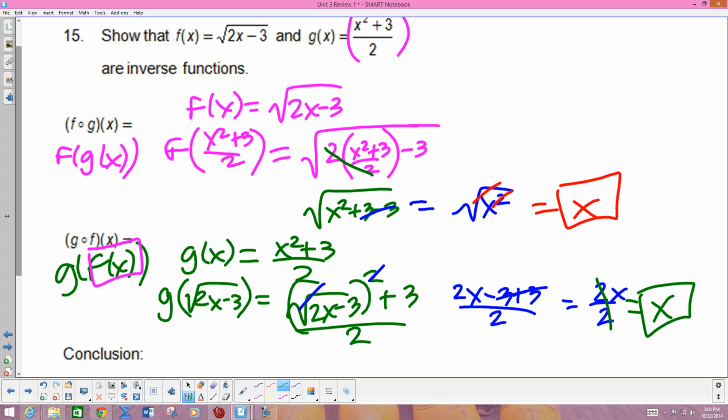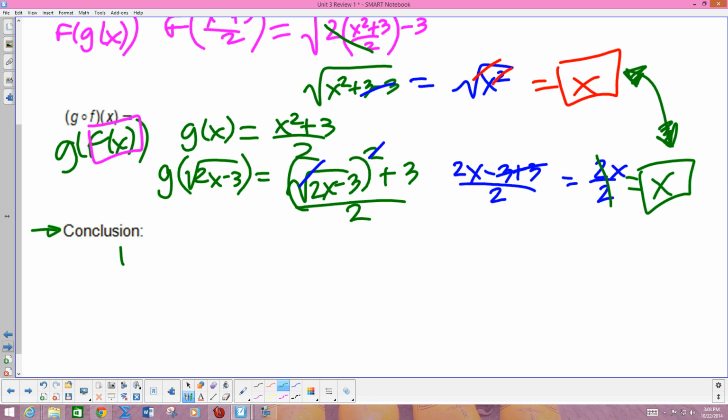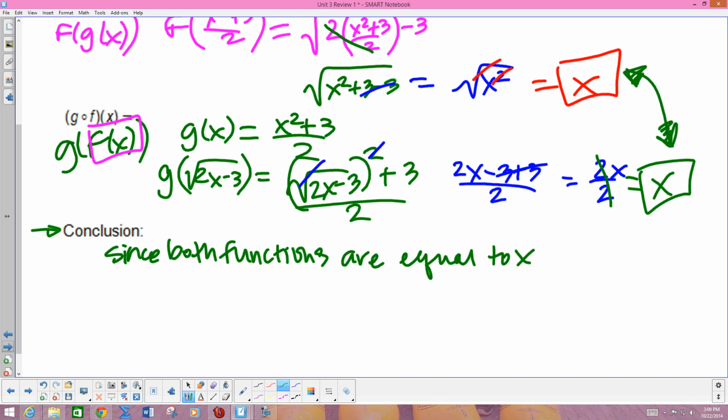So now, what did you see? Is x and x, does that mean something? Well, yes, it does. The conclusion, that's what we practiced today. Anybody remember? So we'll say since both functions are equal to x, this means they are inverses.